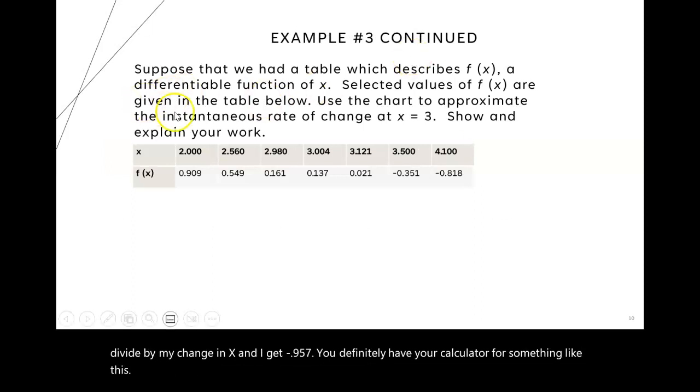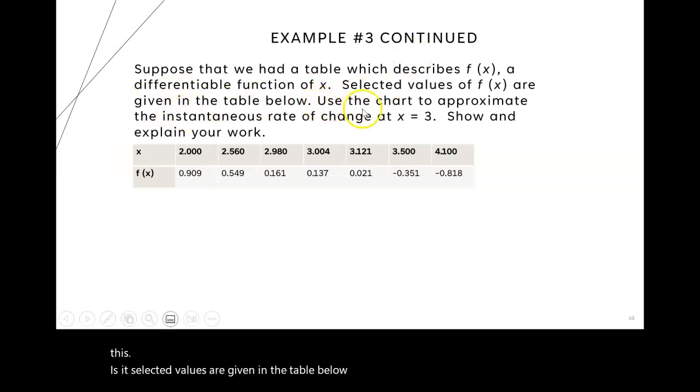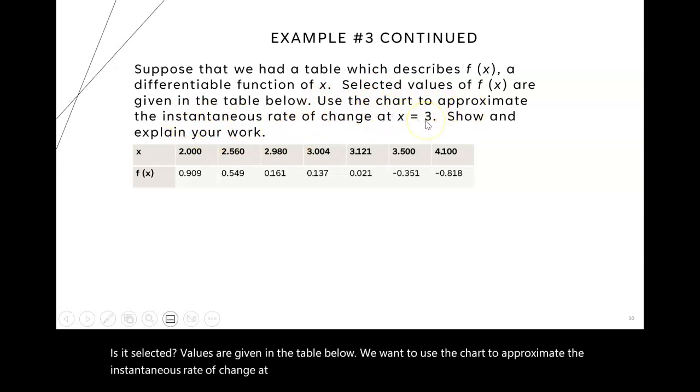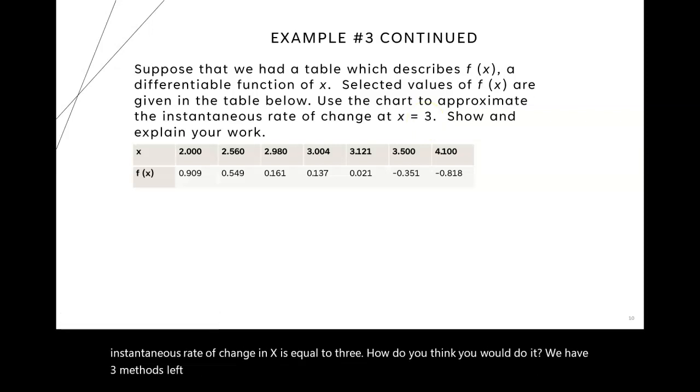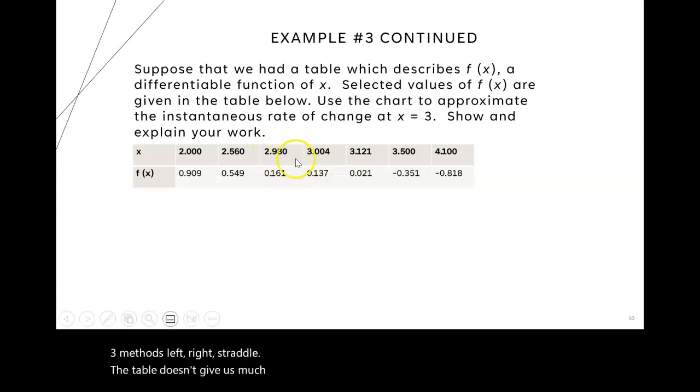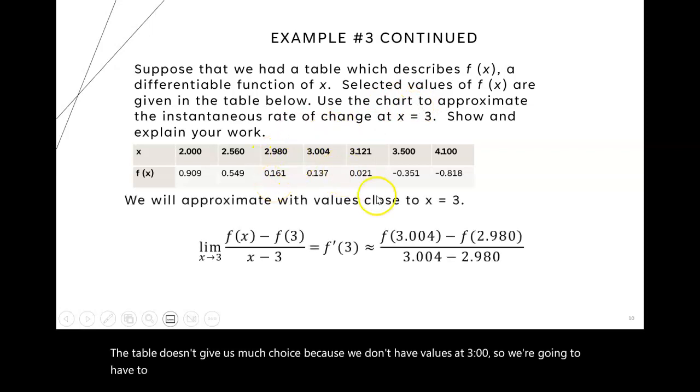All right, selected values are given in the table below. We want to use the chart to approximate the instantaneous rate of change at x is equal to 3. How do you think you would do it? We have 3 methods: left, right, straddle. Well, the table doesn't give us much choice because we don't have values at 3, so we're going to have to use values that are close to 3 using what's called the straddle method.